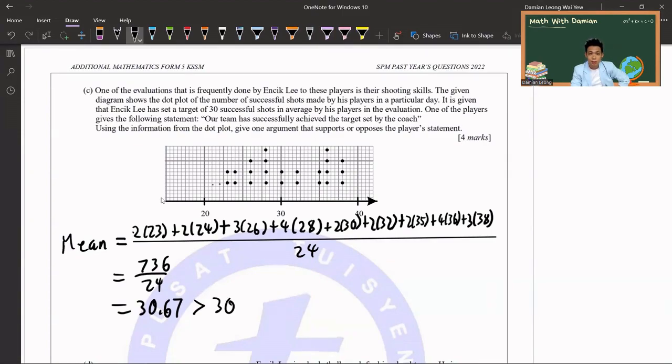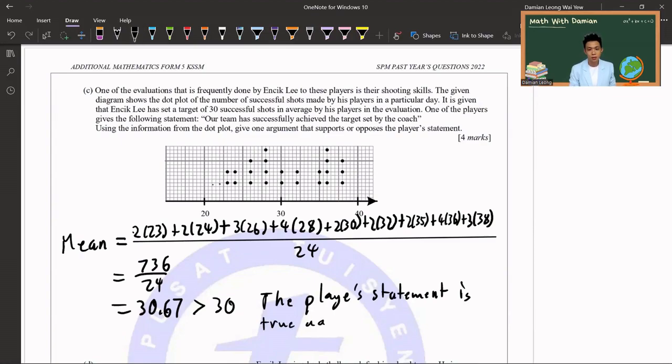Yeah, so that tells us the player statement is true according to the mean. Yeah. Okay, according to the mean, it should be true. Yeah, because it shows the average is more than 30.